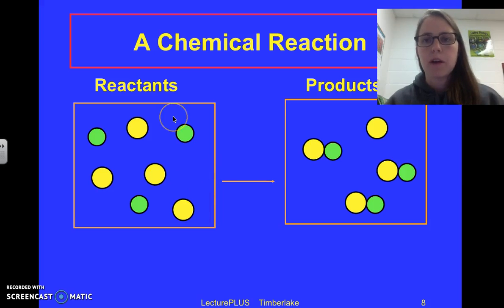All right, we're going to be talking about chemical reactions and balancing chemical equations. So as you remember from yesterday, we have the reactants, that is what we start with, and then the arrow, remember, means yields or produces, and that is our products. So we have two different types of atoms here, some green ones and some yellow ones, and then they produce these right here, these double atomed compounds.